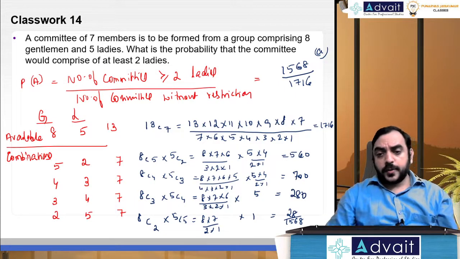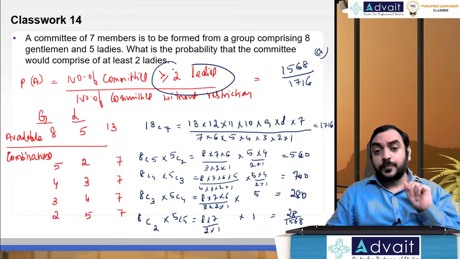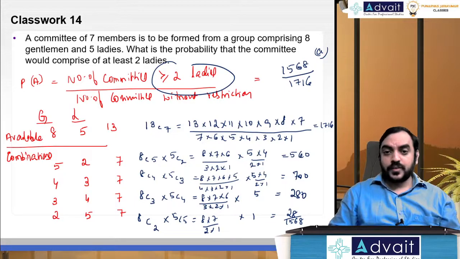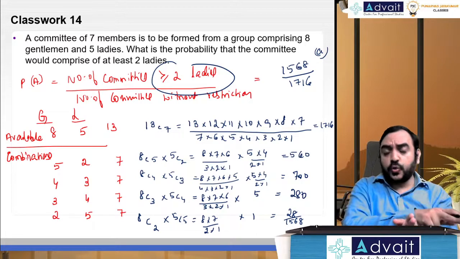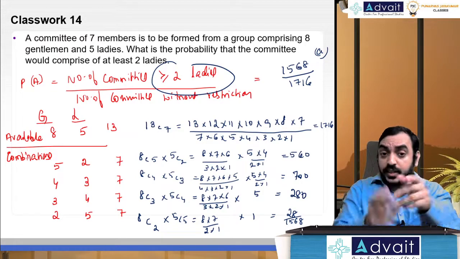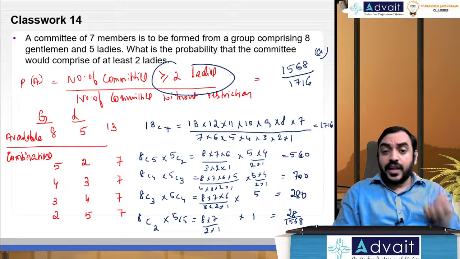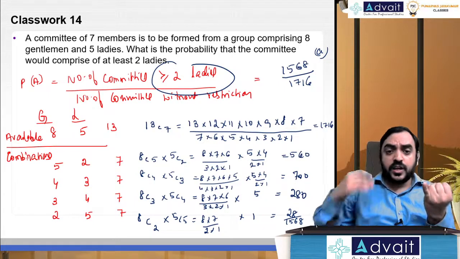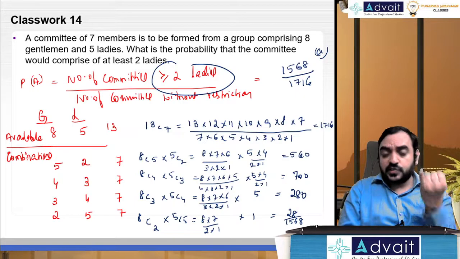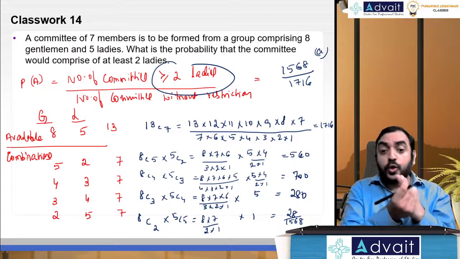Okay. One more method you can do: instead of doing more than two ladies, you can do a complement. Then subtract one from that. I'm not doing it, I'm telling it. You can try later. More than two ladies, the opposite means it should be less than two. Less than two means it can be zero ladies or it can be one lady. So if zero ladies, all seven are gentlemen; one lady means the remaining six are gentlemen. So you will get two possibilities only.